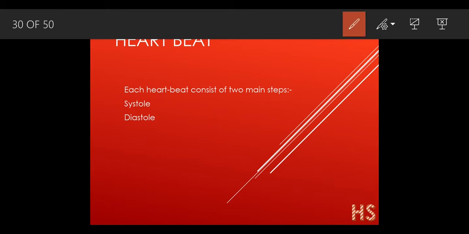Often we have seen this: when the doctor places his stethoscope on the right side of your chest, you hear some sound. So what are these sounds called? They are called lub-dub.